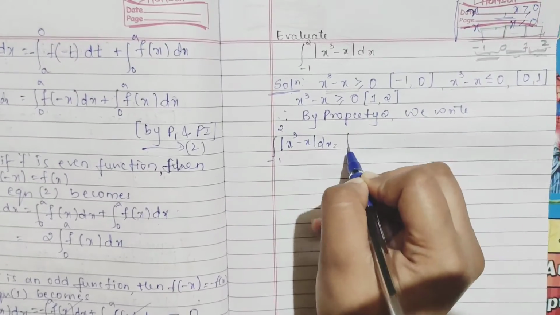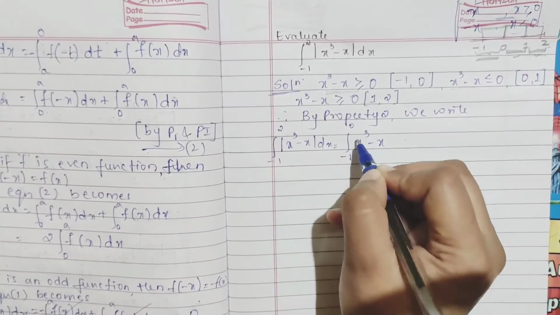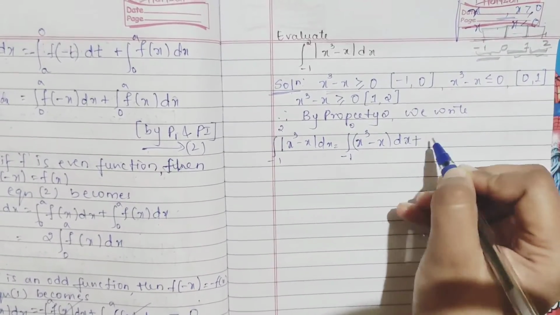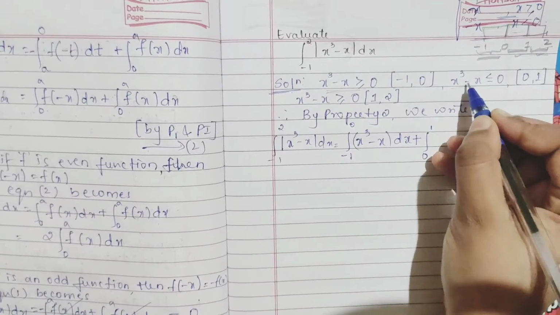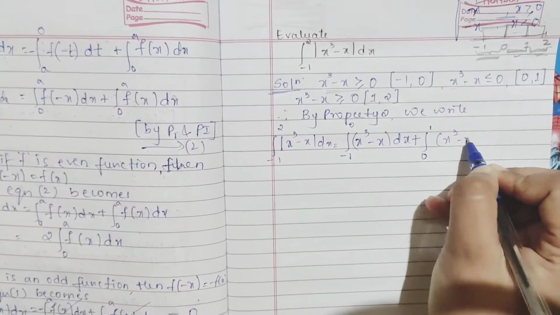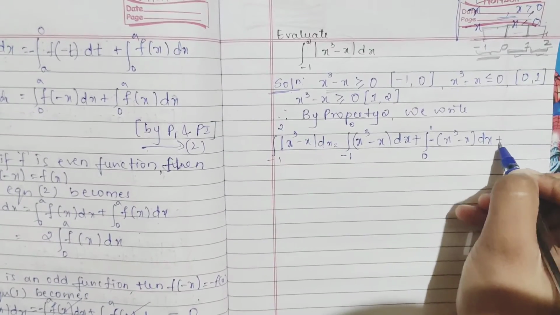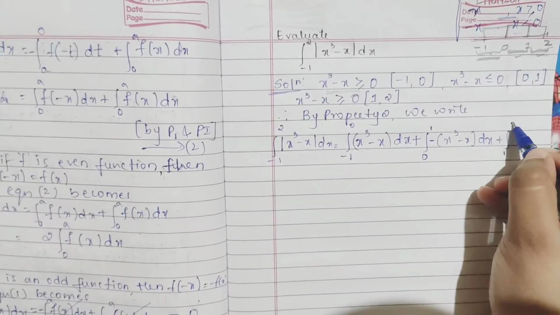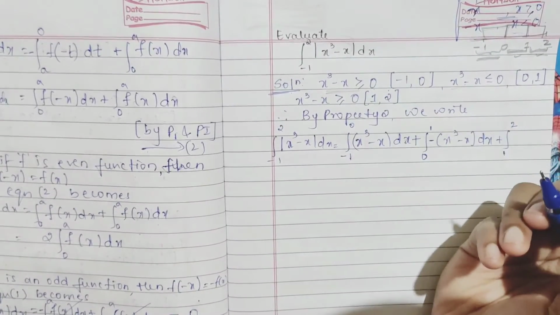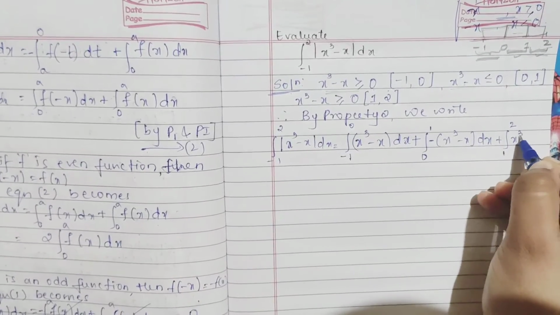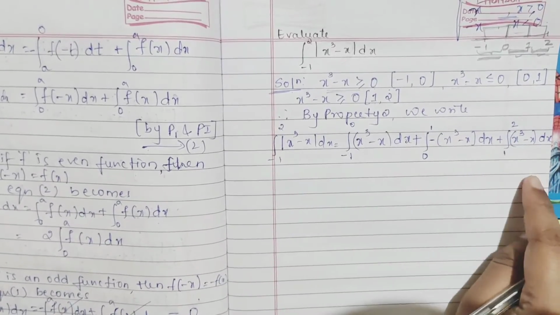So, how we will split: x cube minus x from minus 1 to 0, it is positive itself. So, dx plus again it is split from 0 to 1. From 0 to 1 it is negative. So, x cube minus x, negative means here comes your negative sign, right? dx plus then from 1 to 2, x cube minus x dx, right? See, this is your lower limit, this is your upper limit, I guess you know it. We have split it.